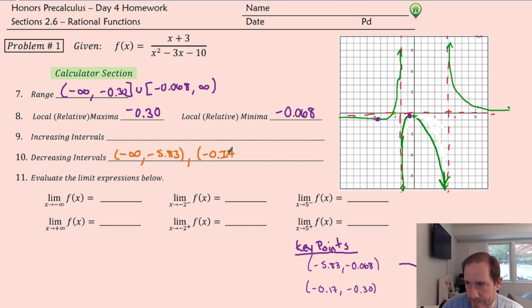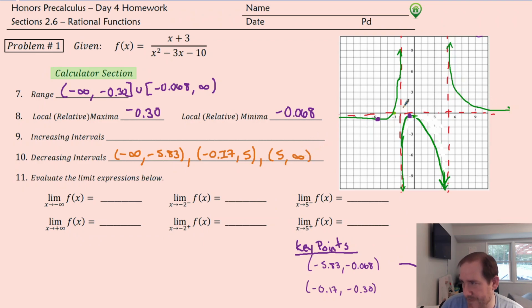That's a terrible one, but I'm not fixing it. And we're going to decrease all the way up to the next asymptote at 5. Then because there's an asymptote at 5, you do have to split the interval and start again from 5. And just say that you decrease from then on all the way to infinity.